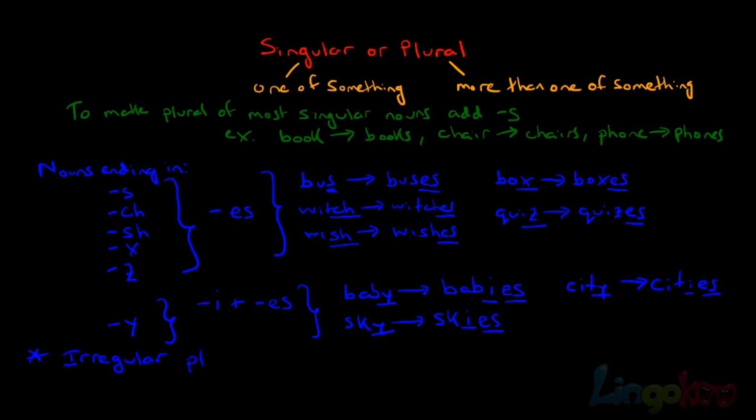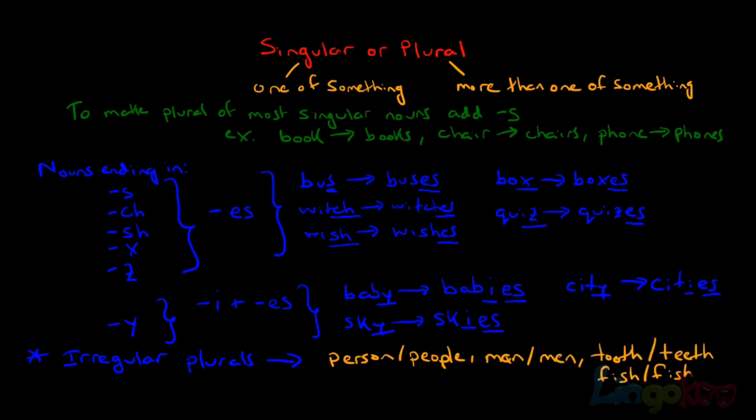Now there are many irregular nouns in English. So making the plural of these is a little trickier because, for example, when you have something like person, the plural of person is people. The plural of man is men. Of tooth is teeth, and of fish is fish, although some textbooks will say that fishes is also okay.